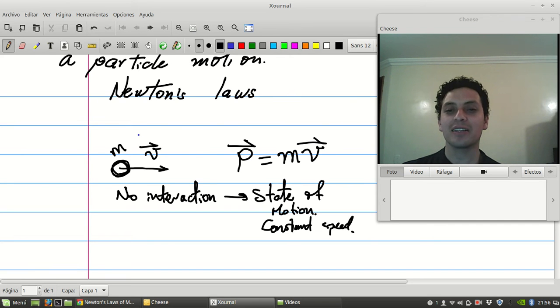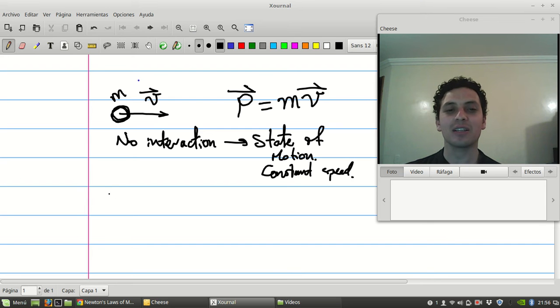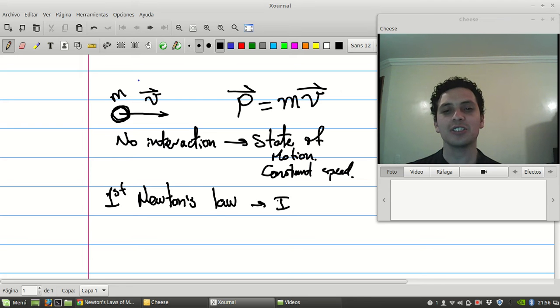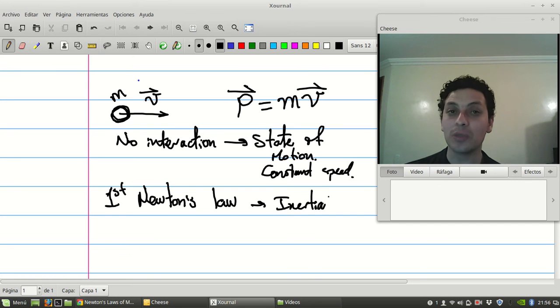And this is why the particle defines something called the first Newton's law, or the inertia law, that says that if there are no interactions upon a particle, this particle is going to keep being at rest or moving at constant speed. So this particle was pretty happy because it knew that nobody could interact with it.